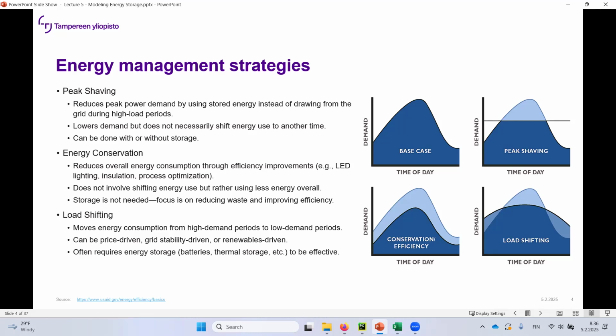And this load shifting, this is where the batteries and energy storages come into play. It moves energy consumption from high demand periods to low demand periods. And it can be price driven. In peak shaving, it doesn't necessarily have to be price driven, but load shifting can be grid stability driven, renewables driven, and often requires energy storage. In a sense, for example, a house is an energy storage in itself. It has this thermal inertia.